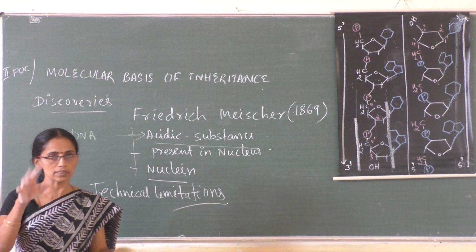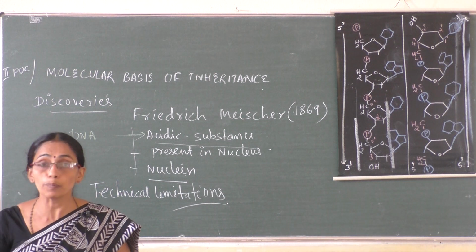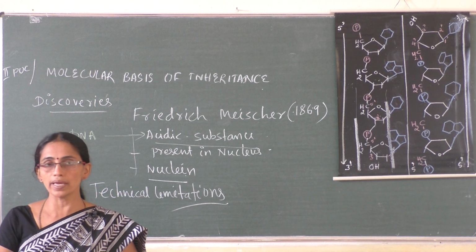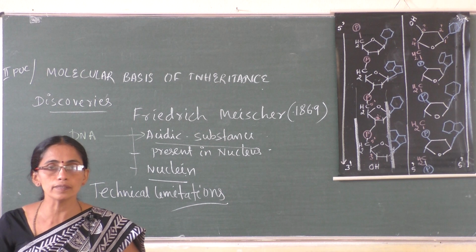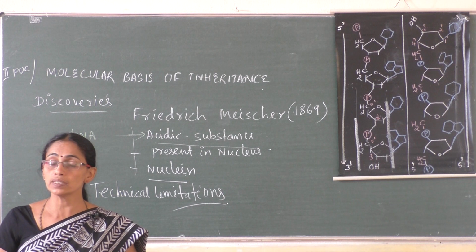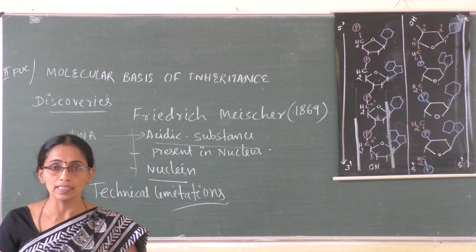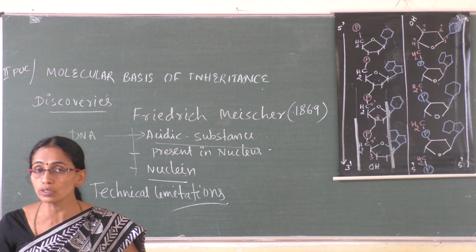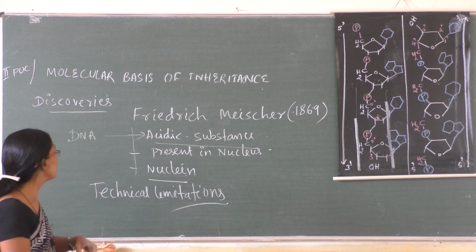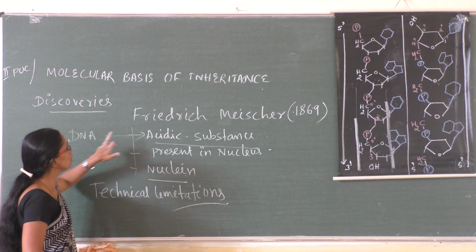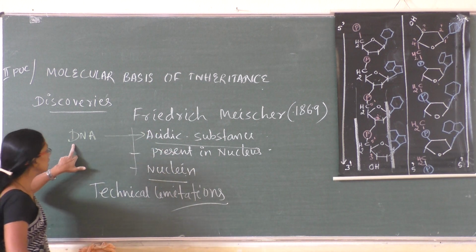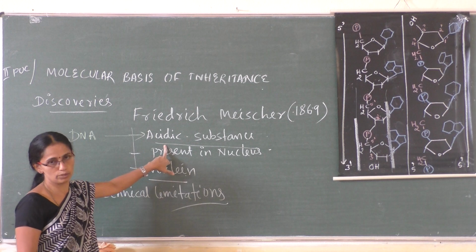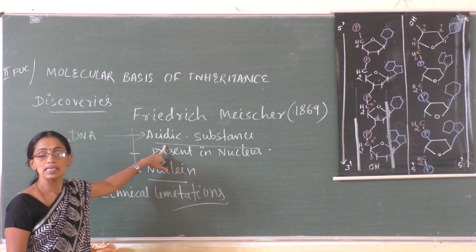I already told in the structure of DNA, in the polynucleotide chain, it is with the base, phosphate and sugar. Phosphate is phosphoric acid, which gives acidic property to the polynucleotide chain. That was first given by scientist named Friedrich Miescher. He told that DNA is the acidic substance.